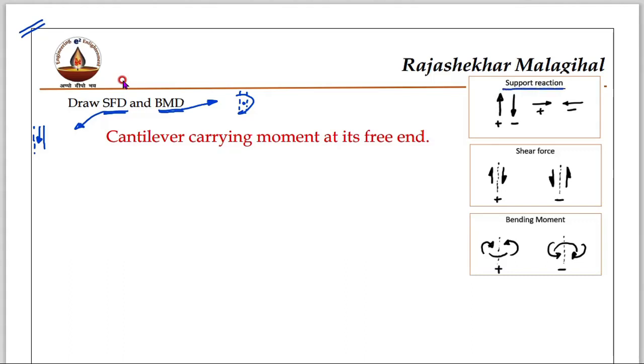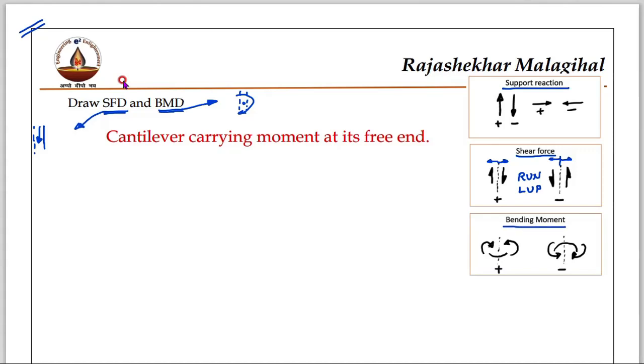Then you have to remember sign conventions. For support reactions, upward is positive, downward is negative, rightward is positive and leftward is negative. And for shear force, if you are looking at the right side, then downward is positive. If you are looking at the left side, then upward is positive. Then if you are looking at the right side, upward is negative, and if you are looking at the left side, downward is negative. You can remember two words: "RUN" means right up negative, "LUP" means left up positive. These two you can remember. The other will be just the opposite.